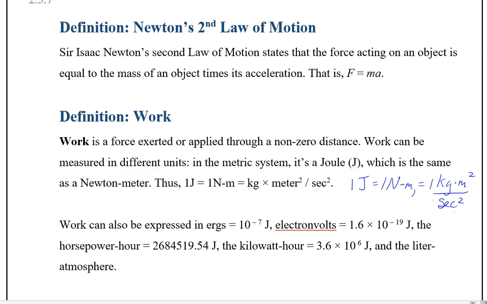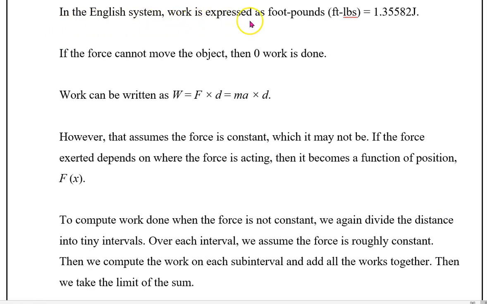There are other units that we can use for work as well. Work can be described in ergs, which is 10 to the negative 7 joules, or electron volts, which is even smaller. The horsepower hour is given here, which is also a measure of work, or the kilowatt hour or the liter atmosphere. There are lots of different ways of expressing work. In the English system, work is expressed as foot-pounds. A foot-pound is roughly 1.36 joules.